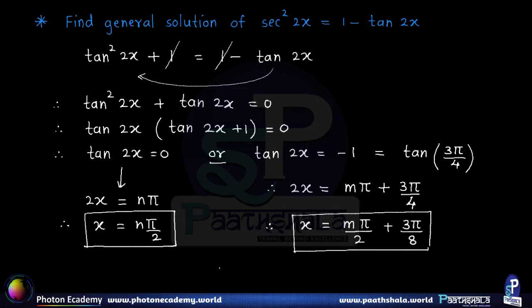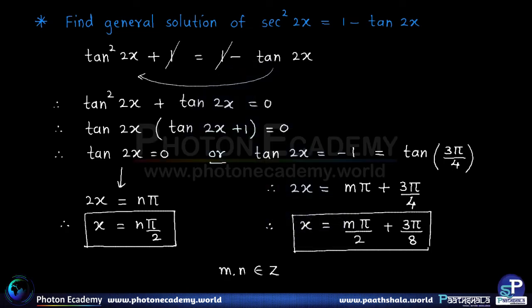Right. So therefore these are the general solutions given that m and n are integers. So it is either n pi by 2 or m pi by 2 plus 3 pi by 8. Let's see one more.